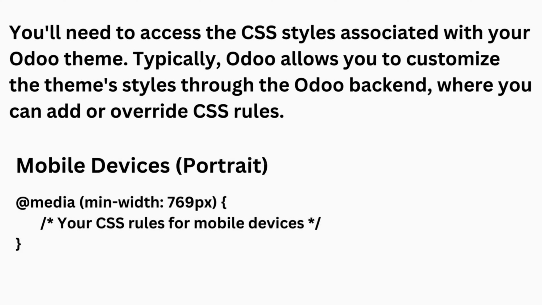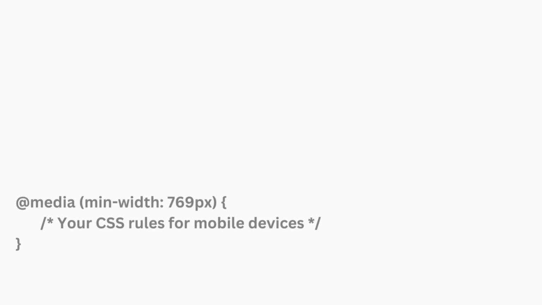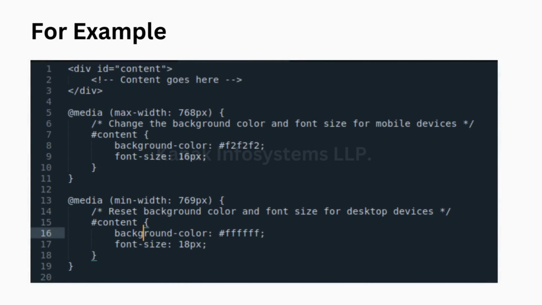So this is our first example for mobile devices that are portrait. We use min width as 769 pixel, and then here we'll pass our CSS. So let us try an example. Here we have used media query 768 pixel, and it will add the background color and change the font size depending upon the mobile device's screen.